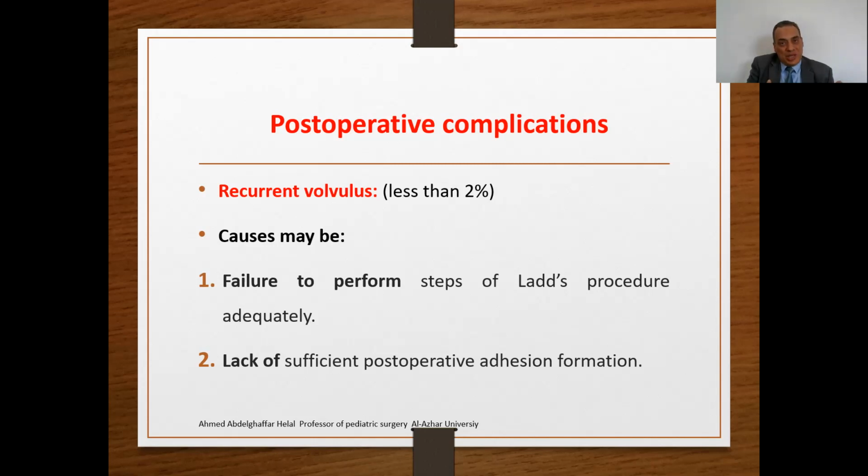The causes may be related to failure to perform the steps of the Ladd procedure adequately. Failure to straighten and free the duodenum is a major important factor in such cases. Failure to broaden the root of the mesentery may also be an incriminated factor. Number two, lack of sufficient post-operative adhesion formation, especially in laparoscopy.